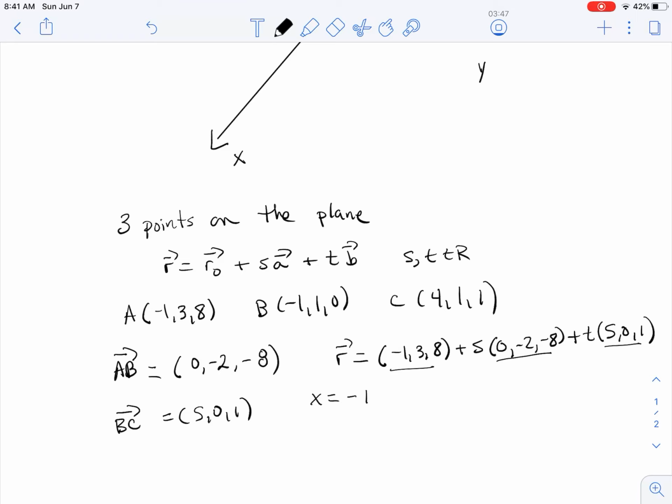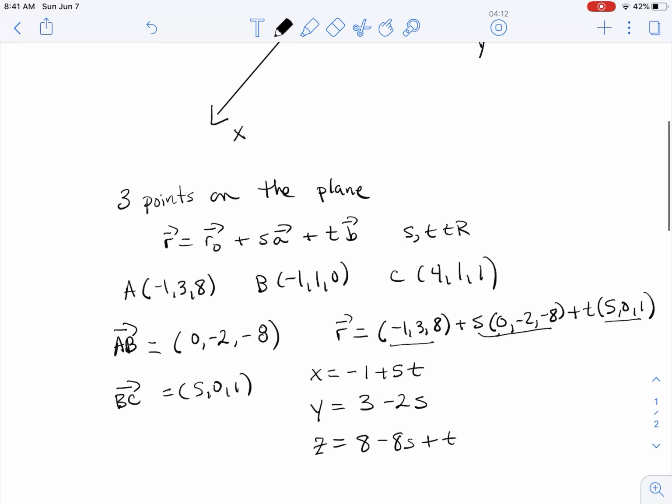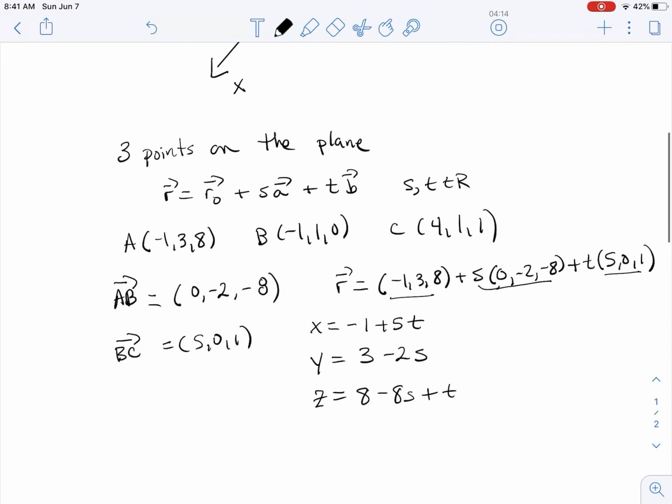And same thing for parametric, you're just going to break apart the components. So x is -1, so no s value, plus 5t. Y is 3, so this would be -2s, no t value. And then z is going to be 8, -8s, plus t. There's no symmetric form in planes, you're just going to go with vector and parametric.